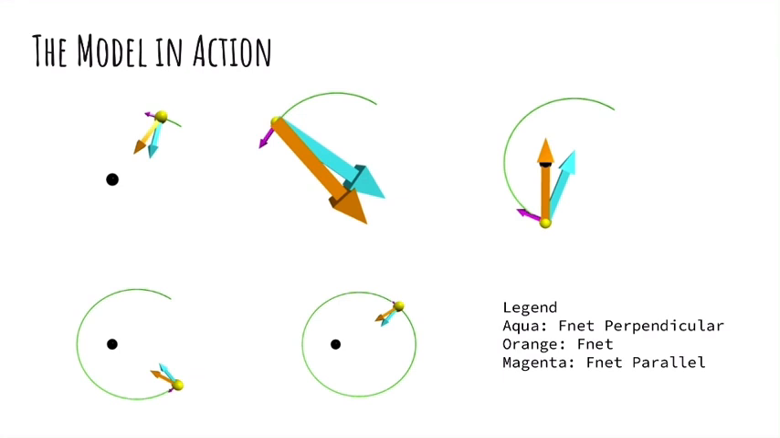We can also note that in our parallel component, when it is pointing in the direction of motion, being counterclockwise, we see that it is increasing in speed, but when it points in the clockwise direction, it is beginning to decrease in its speed.